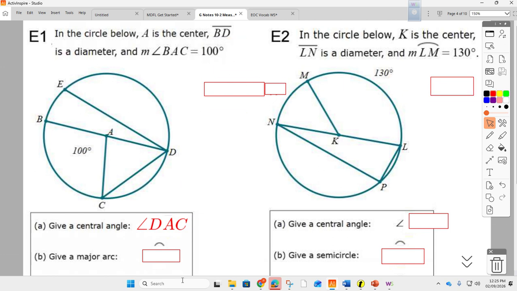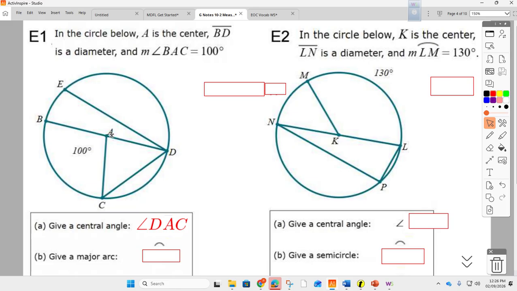Give a major arc. So can you name a major arc from this circle A? Xavier? Major arc. How many points do we name a major arc with? 3. Yes. And a major arc has to be greater than how many degrees? 180. Okay. So can you name a major arc from circle A? B, nope. So A is not on the circle, right? We don't name any arcs with points inside the circle.